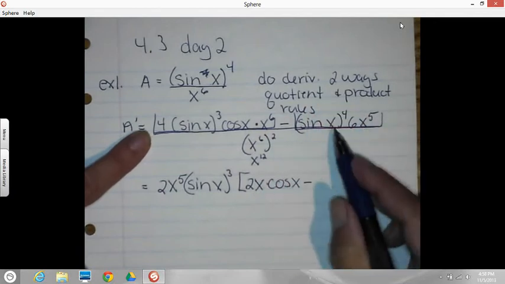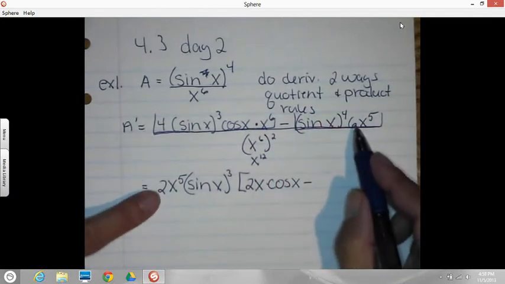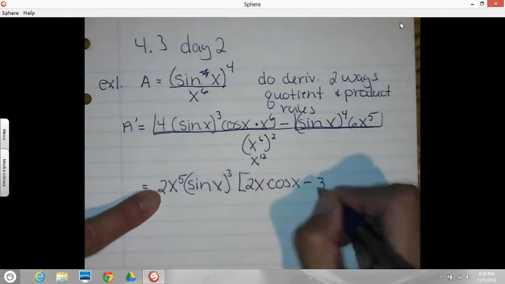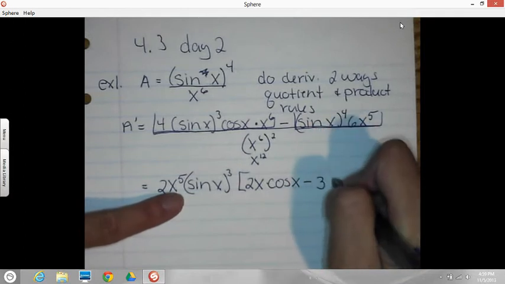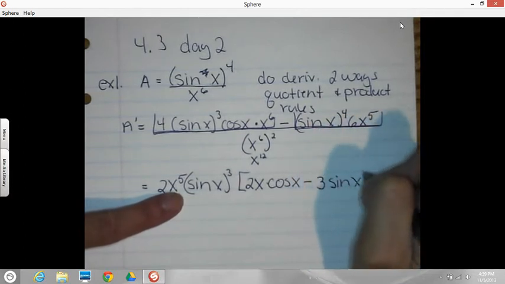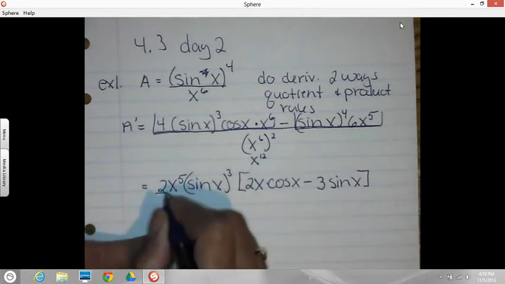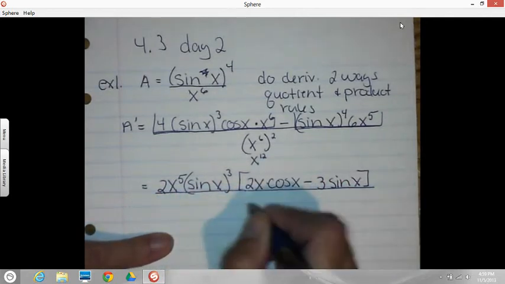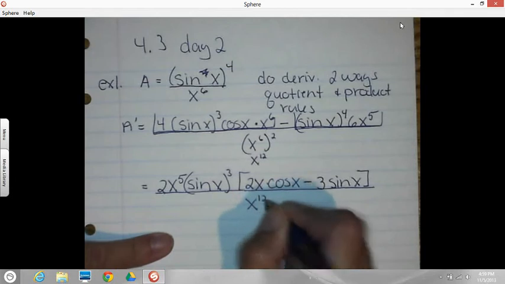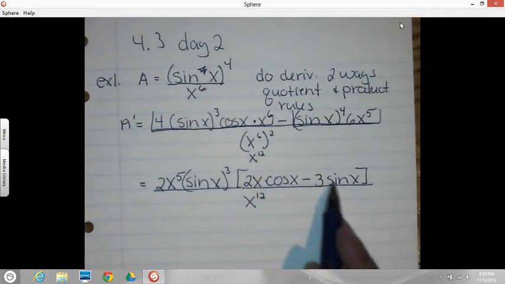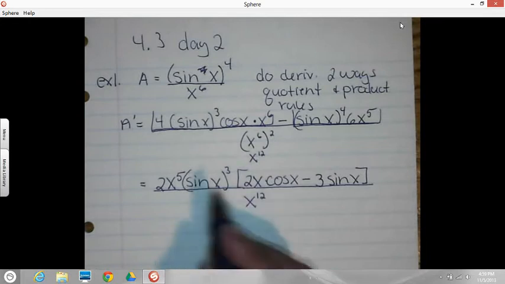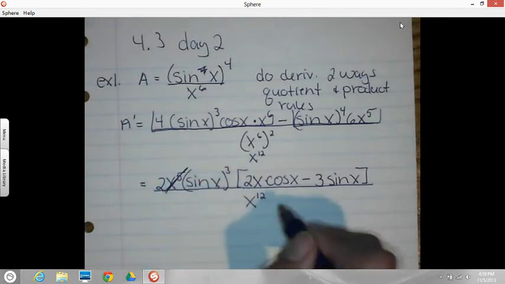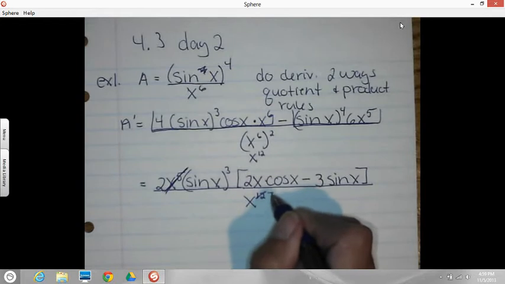Now the second basket, we had a 6, divided out a 2, that leaves a 3. Took out all the x's, so none of those. Took out 3 of these, so I have a sine x left. And then that's all over x to the 12th. As far as inside here, nothing. These two terms here are not like terms. That's as much as we can do there. The only simplifying I can do is cancel my x's. Got 5 x's here. I'm going to cancel off 5 of them here, leaving me with 7.